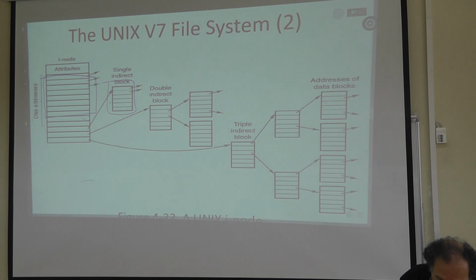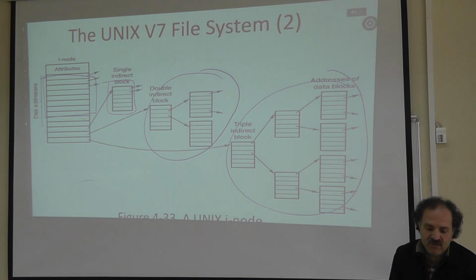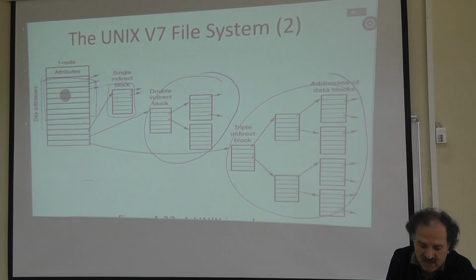But if this is not enough, then I have another type of table. This table now, each one points to not a block but another table. So this would be my 2-level inode. If this is not enough, then I have 3-level. So it is getting more and more complicated if you have a larger file. If you have a smaller file, this structure is enough for you.